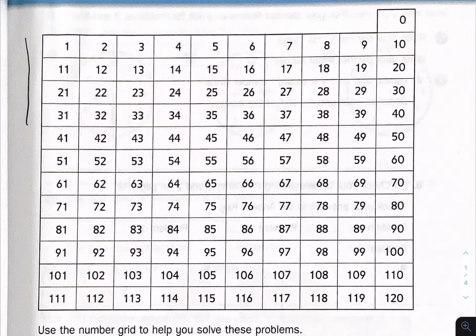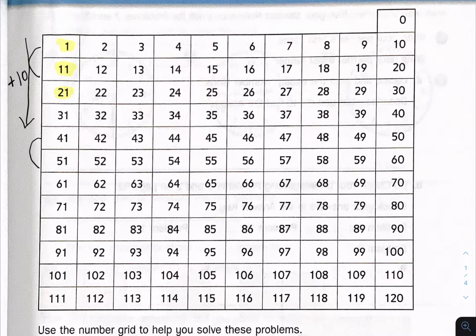So every time, let's say we go from 1 to 11. How big of a jump is that? Or from 11 to 21. Hopefully you see that each row adds 10. So from 1 to 11 is plus 10. From 41 to 51, it's 10.